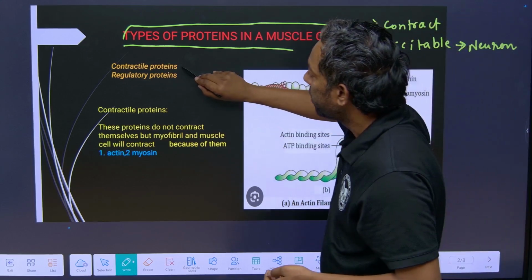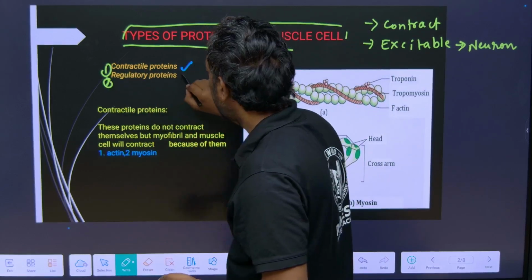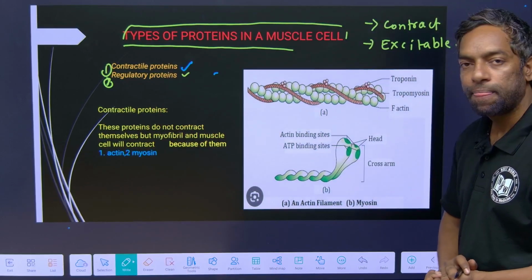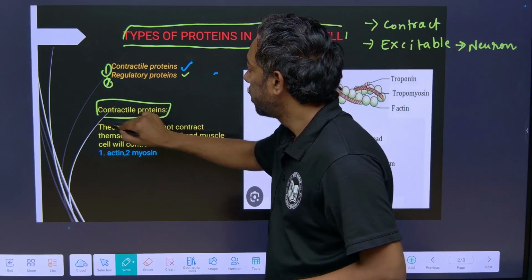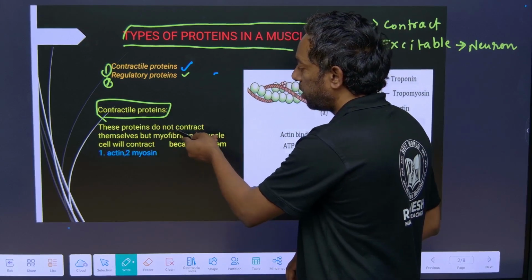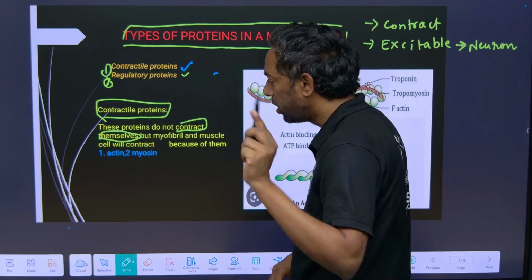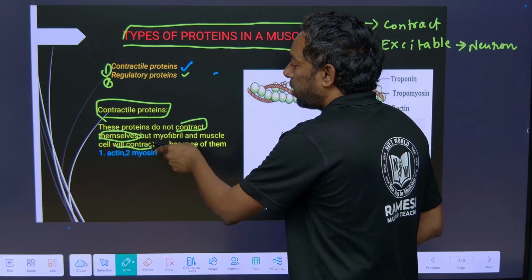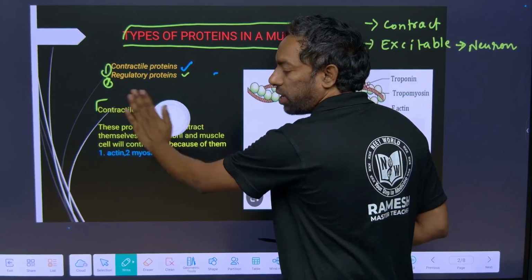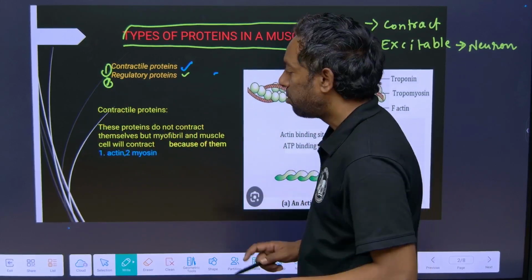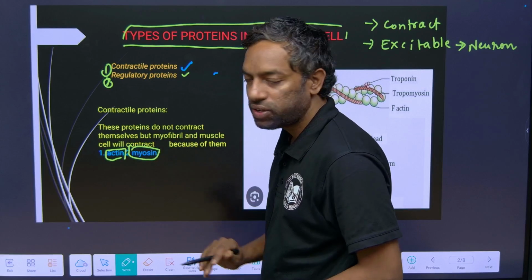There are two types of protein: one is contractile protein, and one is regulatory protein. Coming to the contractile proteins, these proteins do not contract themselves, guys. They act to produce muscle contraction. They do not contract themselves, but they support muscle contraction. There are two of these proteins: one is actin and another one is myosin.